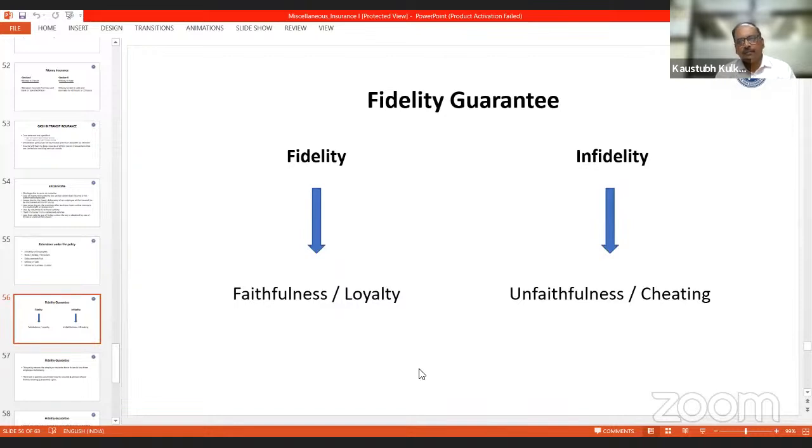Now, fidelity guarantee, we have already been discussing about any infidelity of the workman or the employee. So what is the difference between fidelity and infidelity, and what are the definitions? In simple terms to understand, fidelity is faithfulness or loyalty. Infidelity is unfaithfulness or cheating. So in case of any infidelity or cheating from the employee, there may be loss to the insured. Can the insured cover such kind of infidelity or cheating of the employee? Yes, he can cover such type of infidelity under the fidelity guarantee insurance policy.